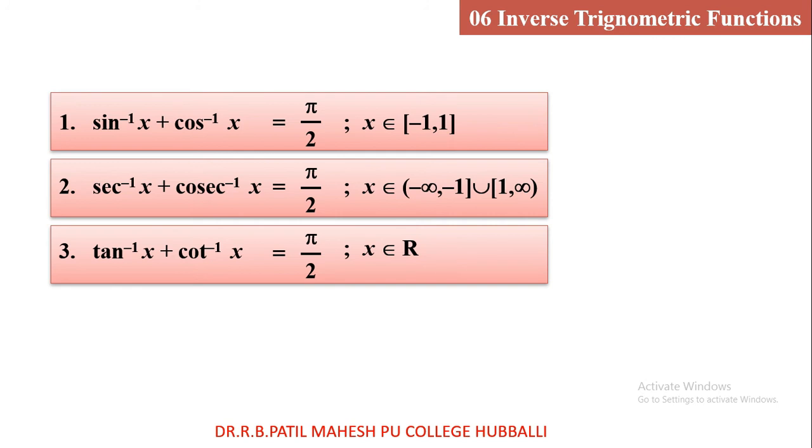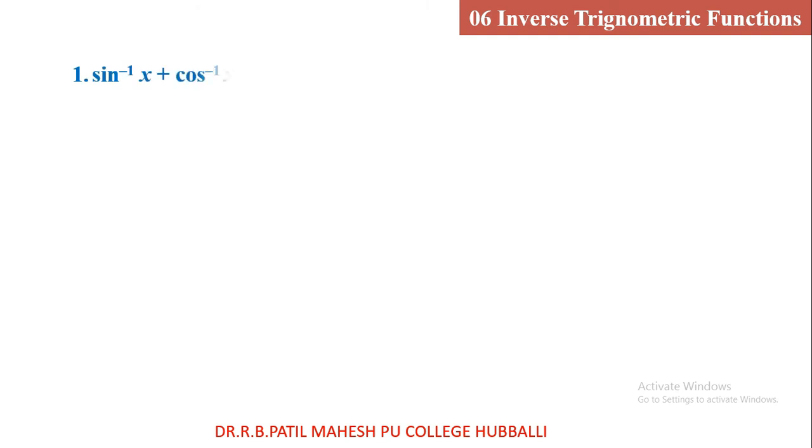Dear students, these three are the most important properties in this chapter. Please remember these three properties. These definitely help us to solve the problems easily. So let us have the proof of these three. Sin inverse x plus cos inverse x equal to pi by 2, where x belongs to the domain.